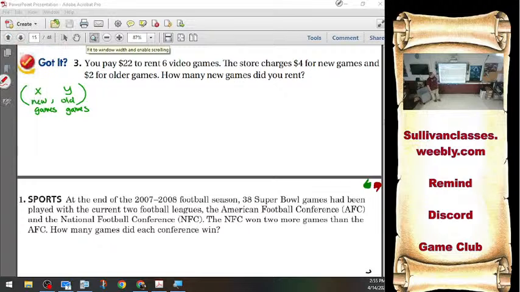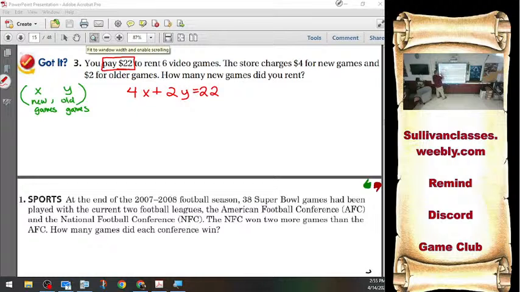Okay. Set up your equation. Your equation is based off of the totals they gave me. I pay 22 bucks. That's a total. So I'm going to have so many y, so many x. And because that's $22, the rates that go with them are more dollars: 4 for the new stuff and 2 for the old stuff.